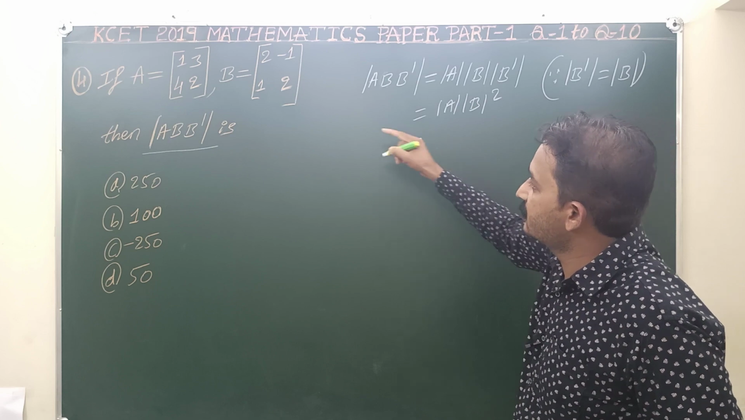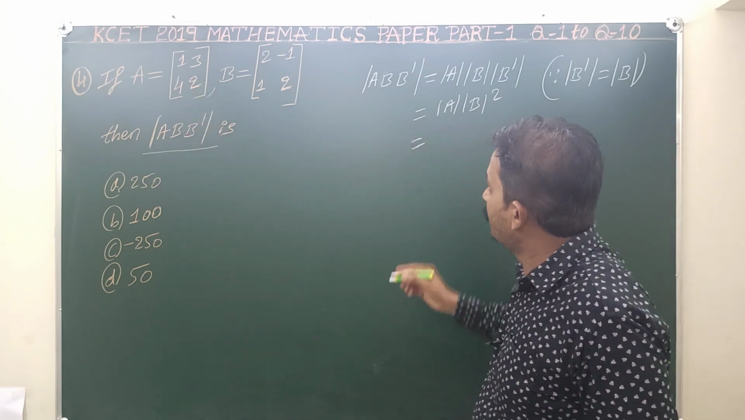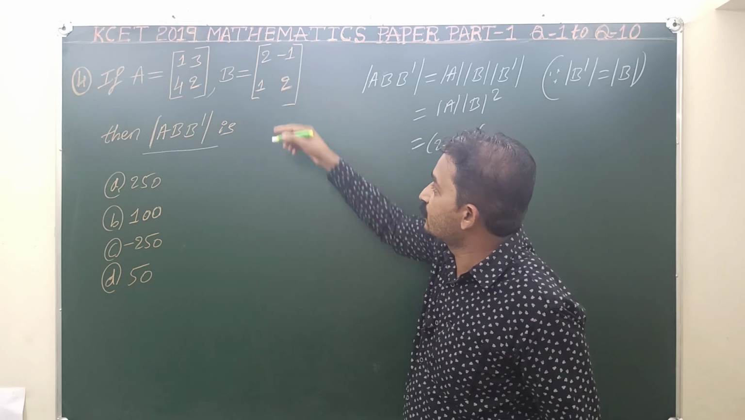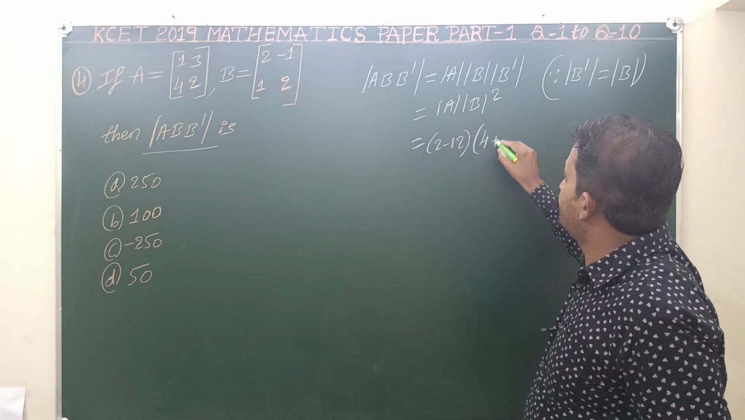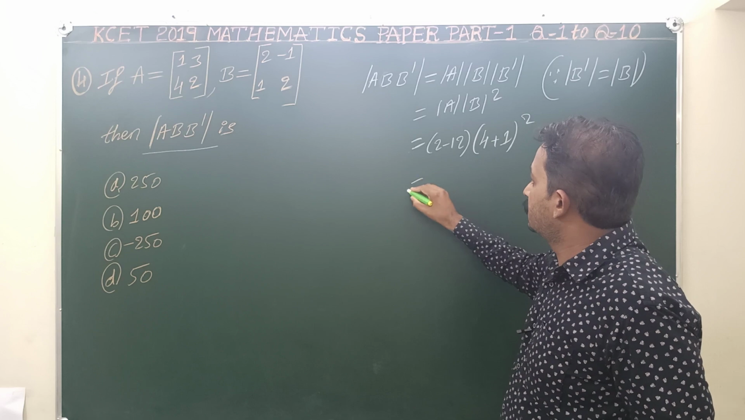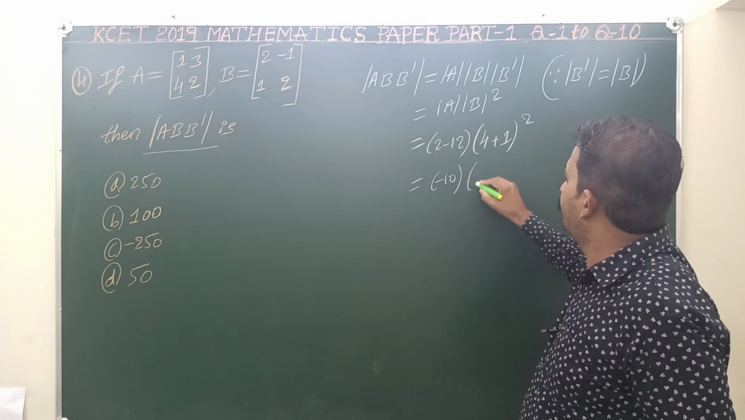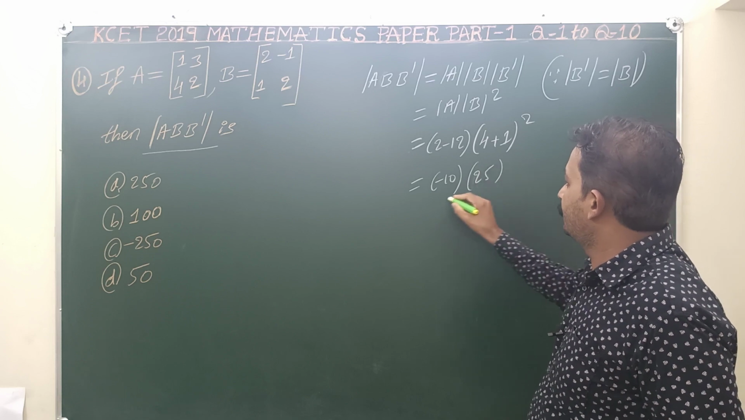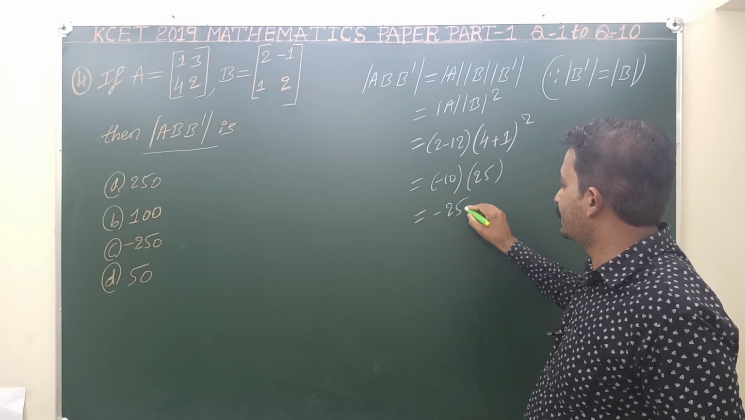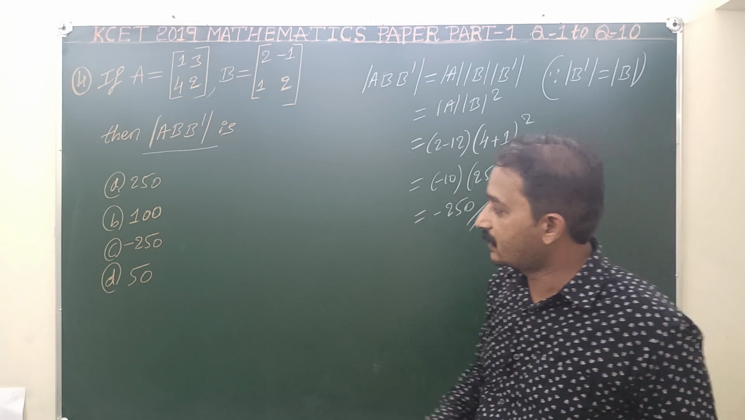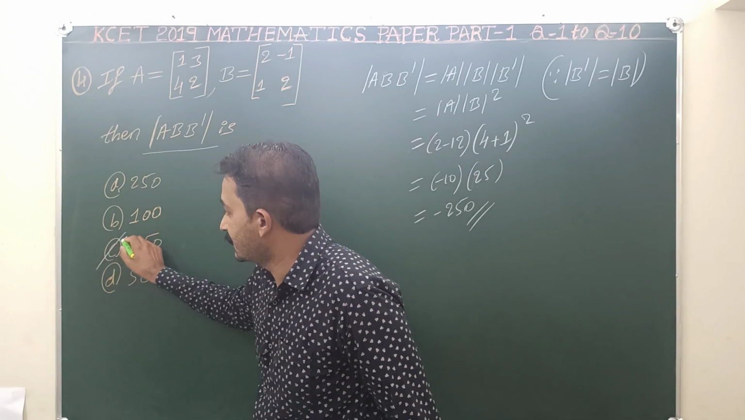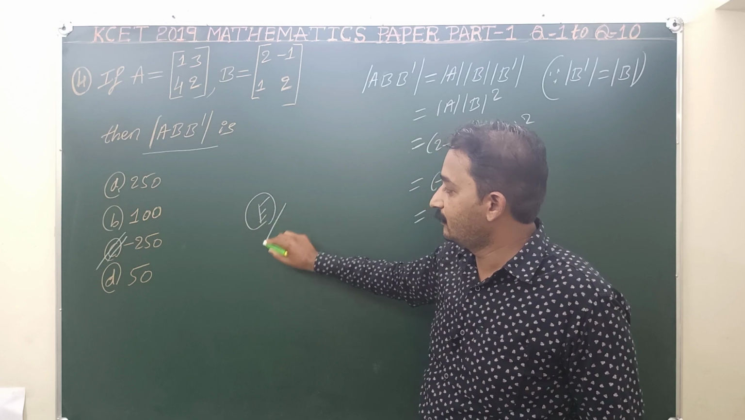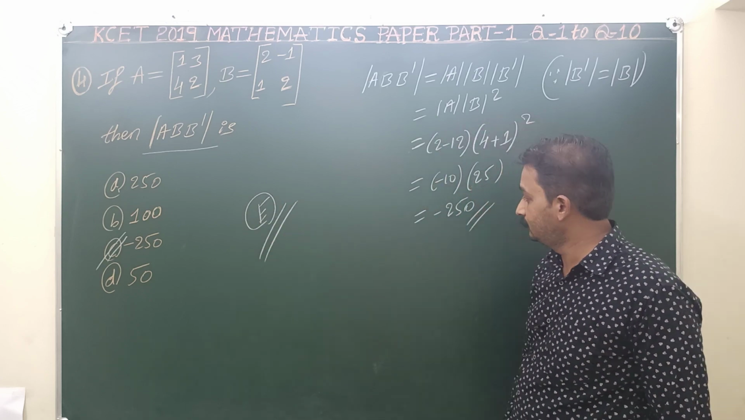Determinant of A becomes 2 1s are 2 minus 12, which is minus 10, into determinant of B, which is 2 2s are 4 plus 1, 5, whole square. So 5 square is 25, and minus 10 times 25 is minus 250. That is the answer of this question. Minus 250, option C is correct. This is also an easy question. All the students can solve this question. Take down.